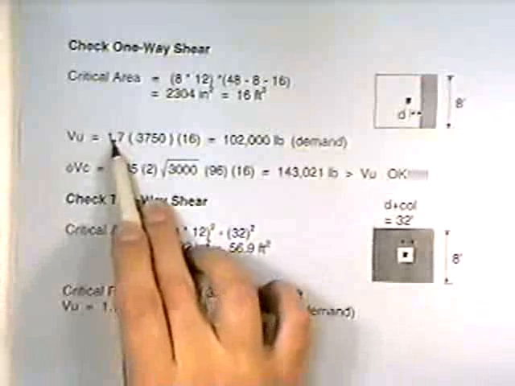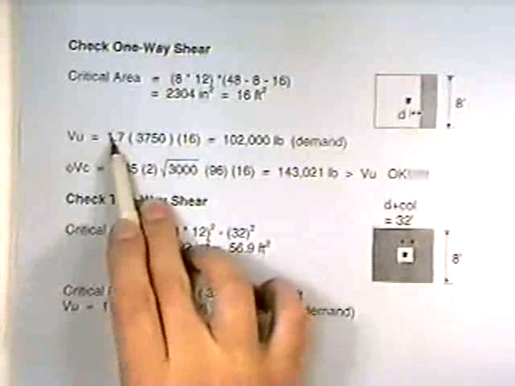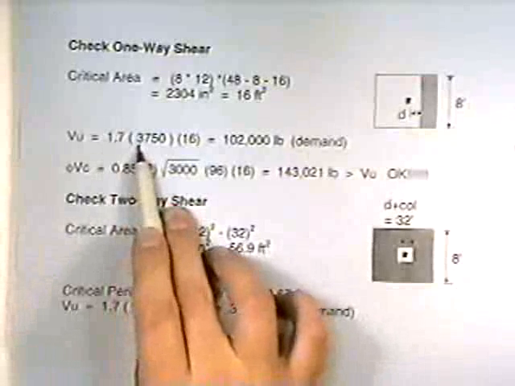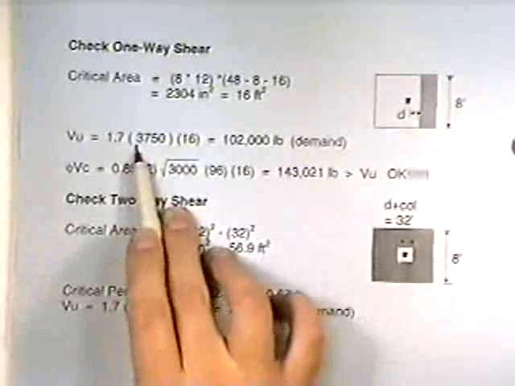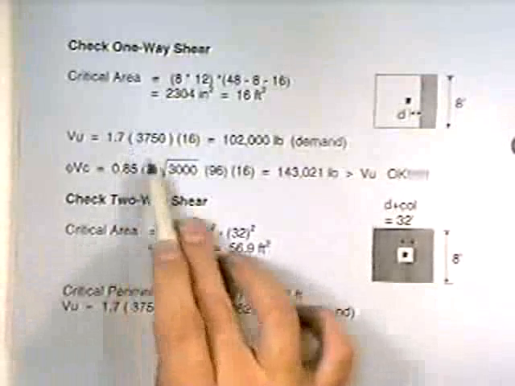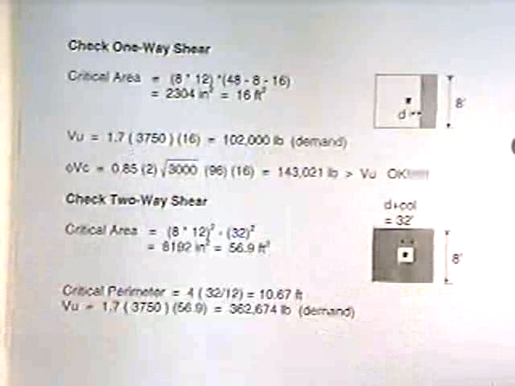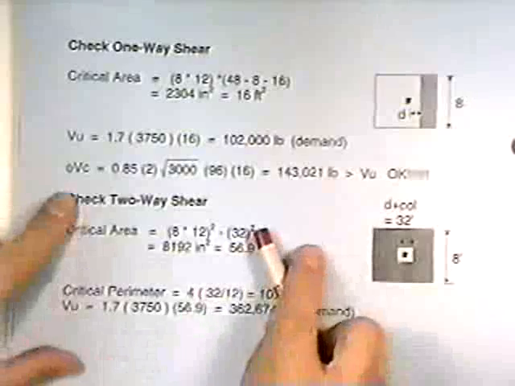Load factor. 1.7 is the load factor. You said to have some live load on there. So this is a load factor. Remember, we're checking for shear and bending, so this is ultimate strength design. We have to put that load factor on there. So it's 102,000 pounds. What's its capacity?